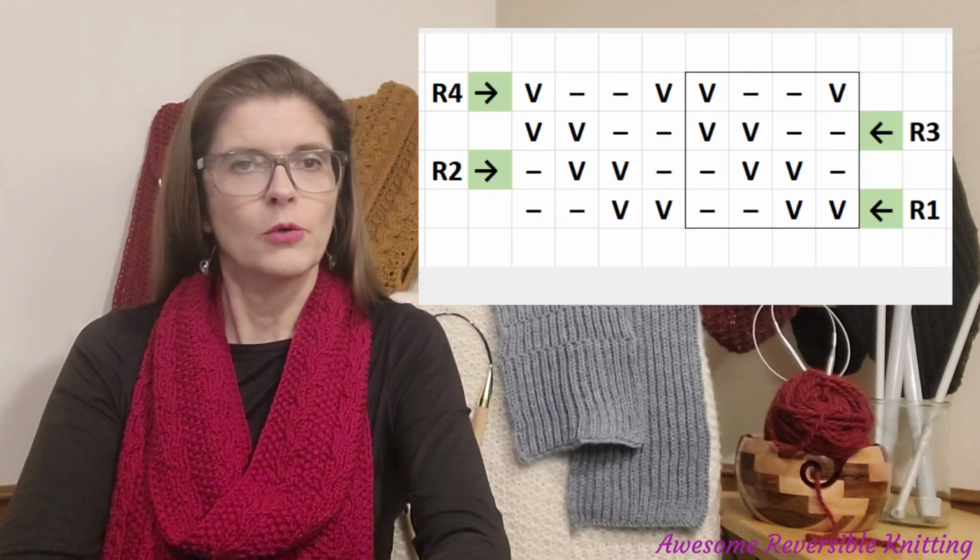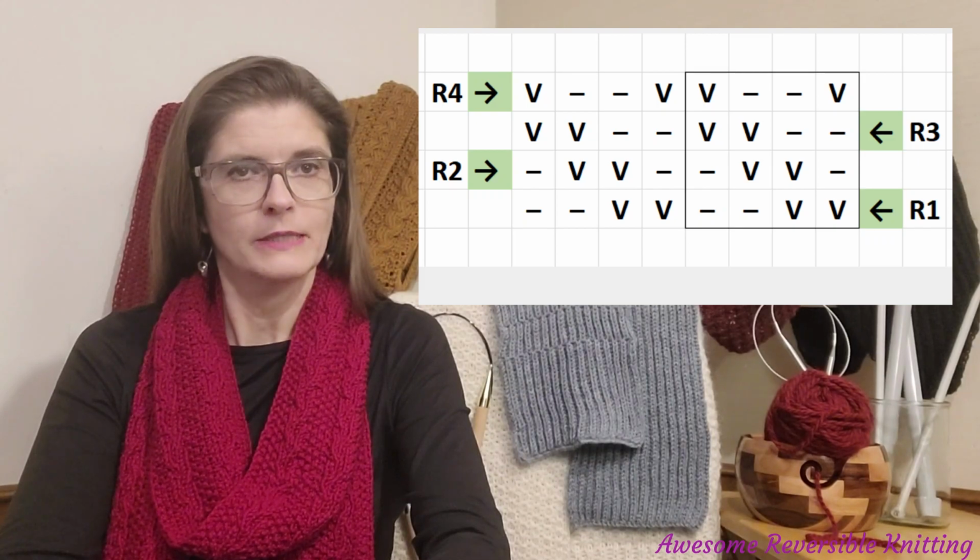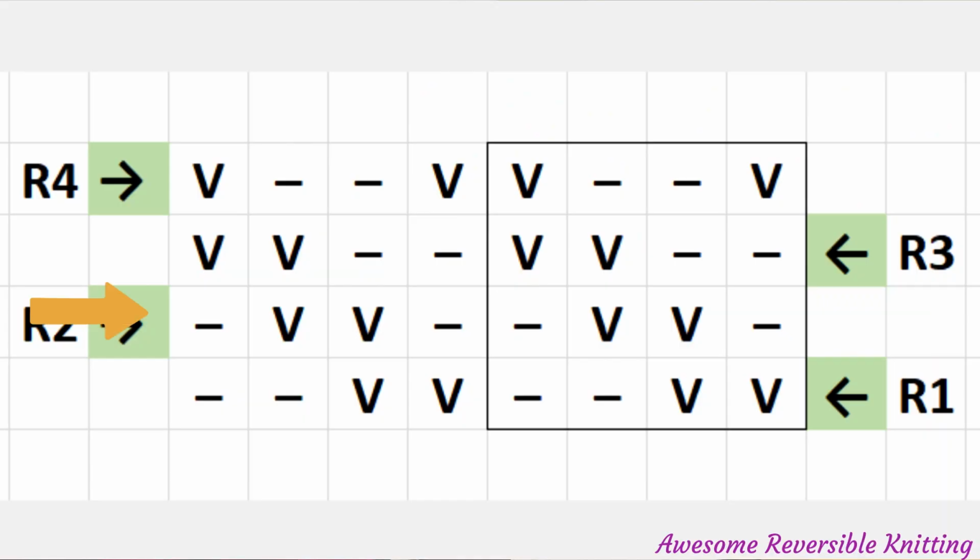Remember, the diagram indicates what the fabric will look like on this side. So if you are following the diagram while you knit, for rows knit in this direction, you are working on the other side of the fabric, and a knit stitch looks like a purl stitch on this side, and vice versa. So knit, purl, purl, knit.